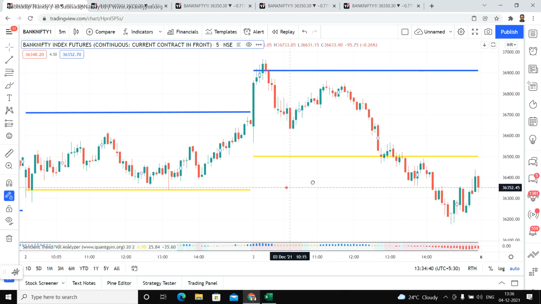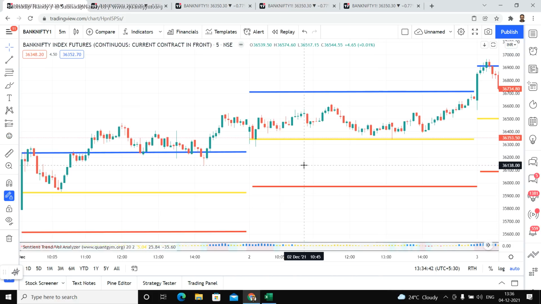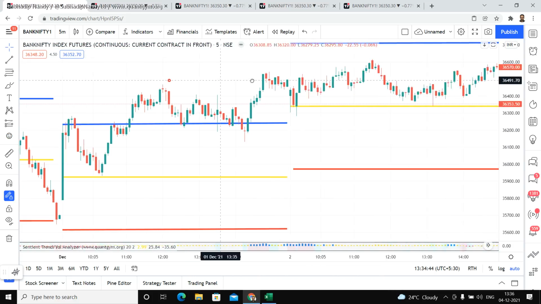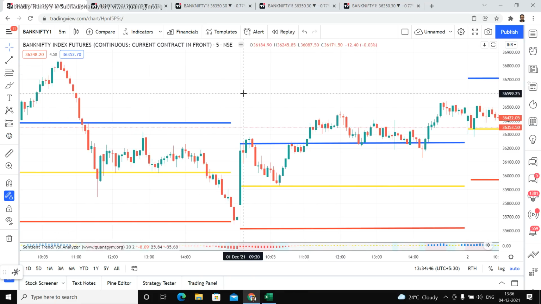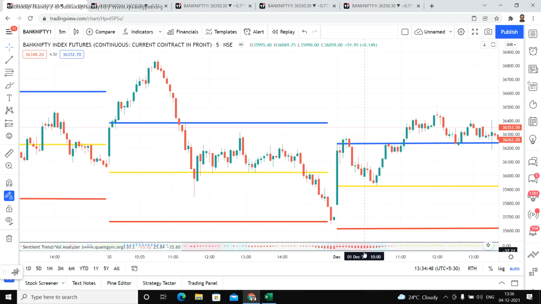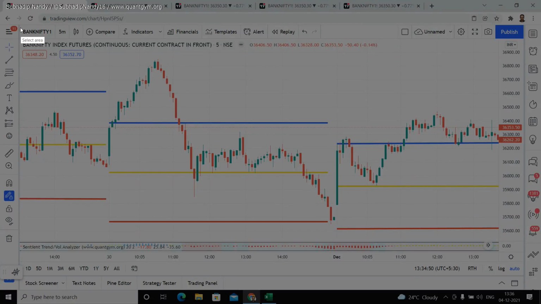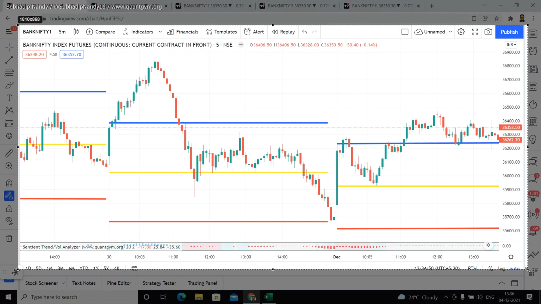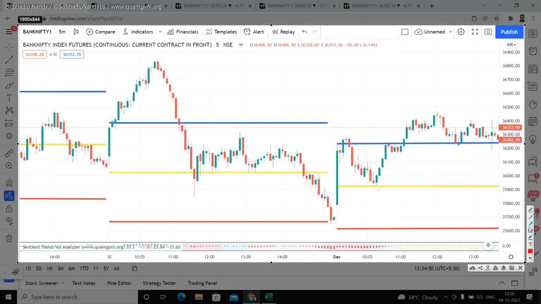Now a few questions might arise in your mind, which would have arisen in my mind if I was using this system. Concentrate on these 2 points. Point 1, this particular point where the upper level was breached and the market went up higher, correct? And this particular point where the upper level was breached and the market sold off from there.